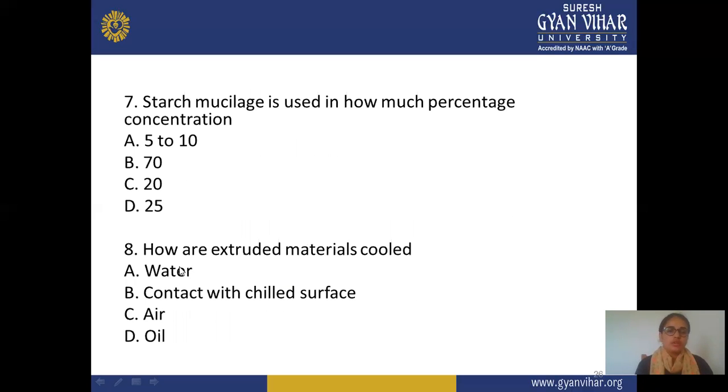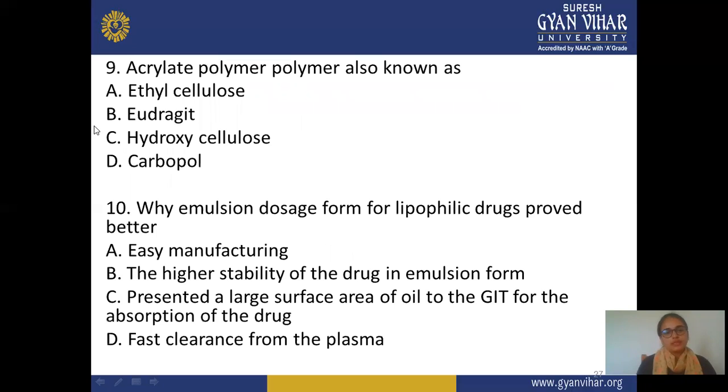In the eighth question, how is the extruded material cooled? A, water; B, contact with chilled surface; C, air; and D, oil. Next is the ninth question: acrylate polymer is also known as A, ethyl cellulose; B, Eudragit; C, hydroxycellulose; and D, Carbopol. Next, the last, 10th question: why is an emulsion dosage form better for a lipophilic drug? A is easy manufacturing; B, higher stability of the drug in the emulsion form; C, presents a large surface area of oil to the GIT for absorption of the drug; and D is fast clearance from the plasma.